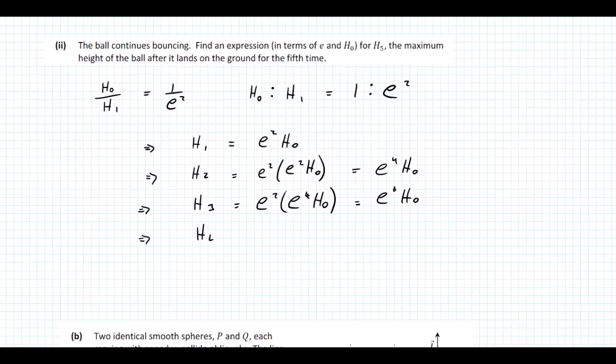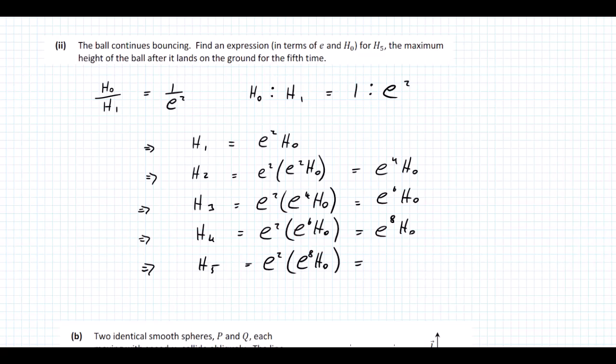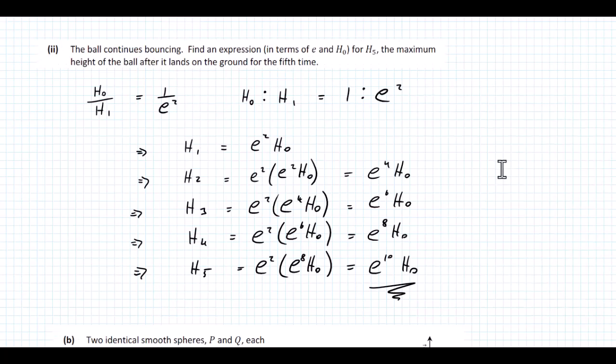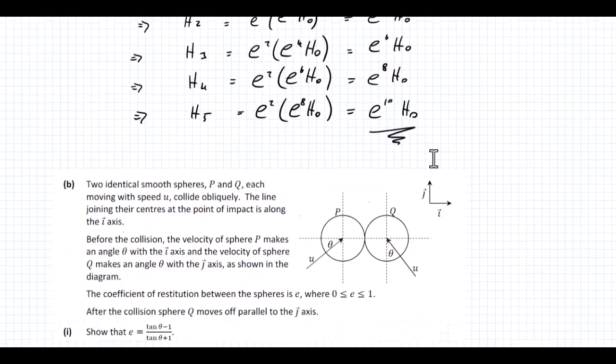h4 then, again, is just going to be e squared times e to the power of 6 times h0, which is e to the power of 8 h0, and we have to go one more to find h5. So h5 is going to be e squared times e to the power of 8 times h0, which is e to the power of 10 times h0. So this is our answer here. Okay, so let's have a look at the next question.